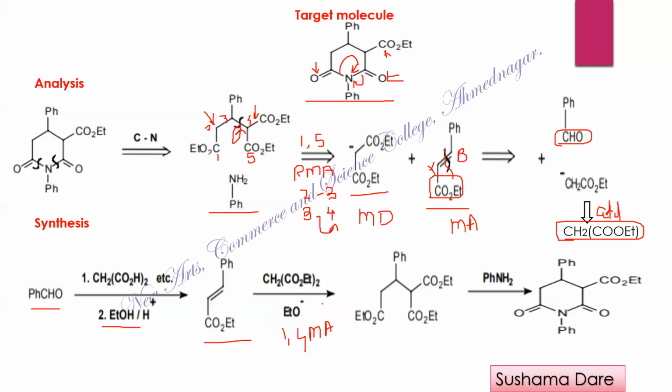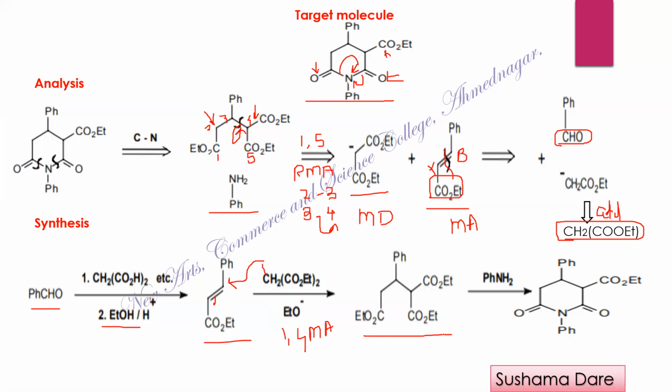So sodium ethoxide in the presence of ethanol. This proton is extracted by the base and then it attacks on the acceptor. So this is a 1,4 Michael addition reaction. After the 1,4 Michael addition reaction, it gives this compound.